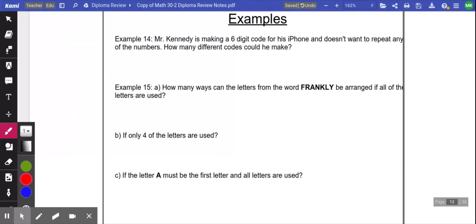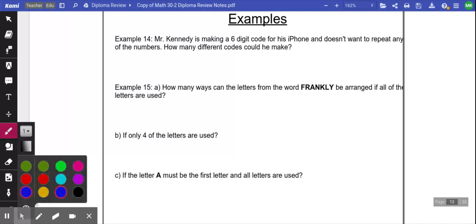Mr. Kennedy is making a 6-digit code for his iPhone and doesn't want to repeat any of the numbers. How many different codes could he make? All right, we're going to do this 2 different ways. We're going to do this using fundamental counting principle, like we did in previous questions. The reason I'm going to do that is because I'm making a 6-digit code. That means there's 6 spots. 1, 2, 3, 4, 5, 6.